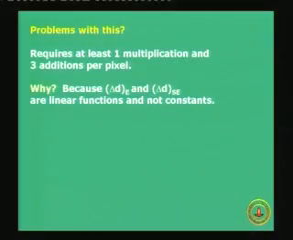So, that is the main problem: it requires at least one multiplication and 3 additions per pixel, and I just told you the reason why. The delta D east and delta D southeast are linear functions of x and y coordinates and not constants as in the case of a line. In the case of a line, delta D east and delta D northeast in the first octant were basically constants, but in this case delta D east and delta D southeast are linear functions of x and y coordinates, and that is what gives you the multiplications and more than one addition per pixel.